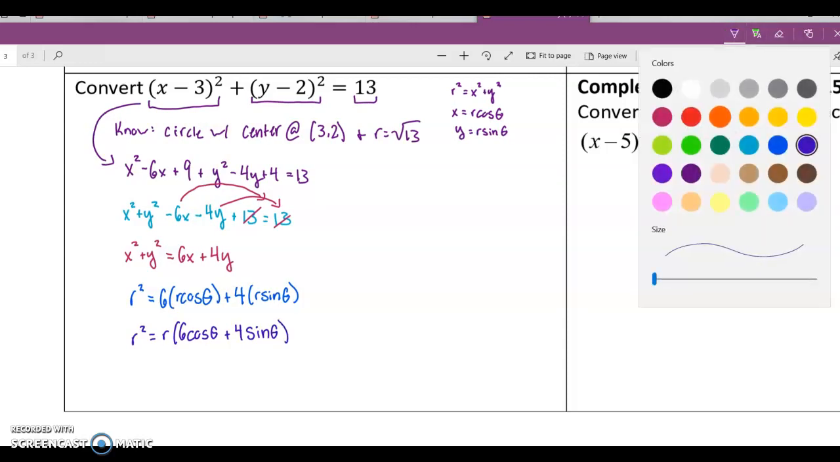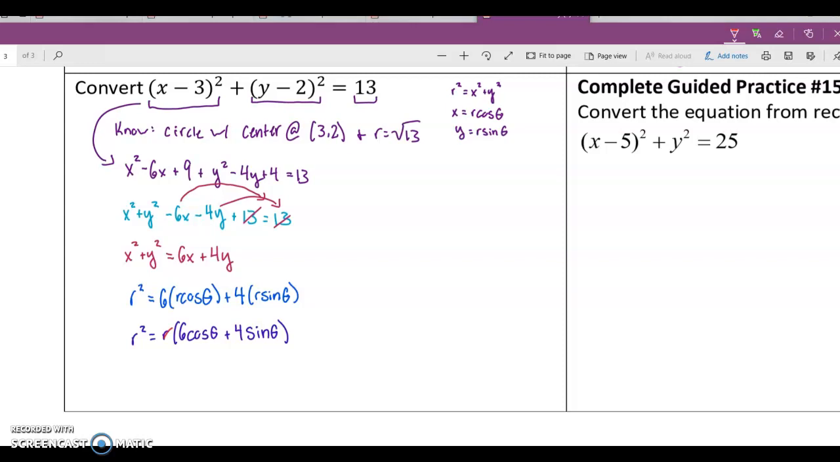Now we can cancel out an r from both sides. So we have r is equal to 6 cosine theta plus 4 sine theta. And that's our answer.